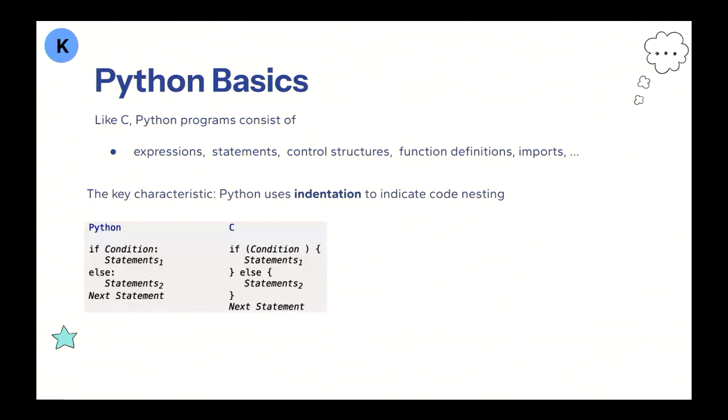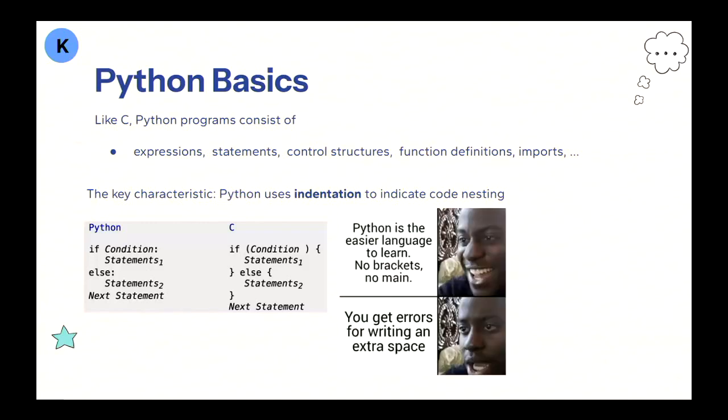So it doesn't use brackets to indicate the nesting structures of code, and it doesn't use semicolons to mark the end of a line. It does support multi-line code, but you need to concatenate the code together. So this is the key characteristic of Python's syntax.